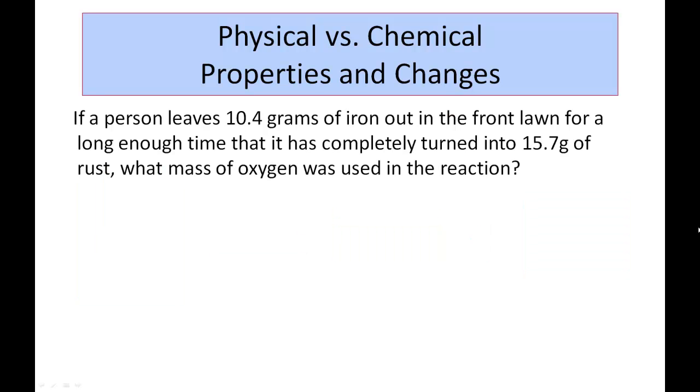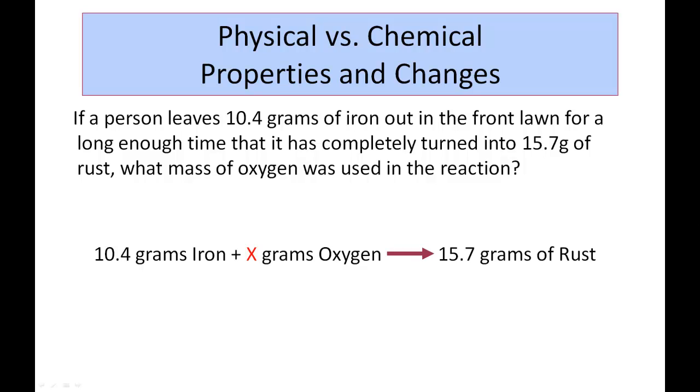Another example, if a person leaves 10.4 grams of iron out in the front lawn for a long enough time that it has completely turned into 15.7 grams of rust, what mass of oxygen was used in the reaction? Well, here's what we know. We know we started out with 10.4 grams of iron. It reacted with an unknown amount of oxygen and formed 15.7 grams of rust. Well, the amount of rust has to equal the amount of iron and oxygen used due to the law of conservation of mass. So in order to solve this problem, we take the total weight, 15.7, we subtract off the amount of iron used, and we will find our 5.3 grams of oxygen.